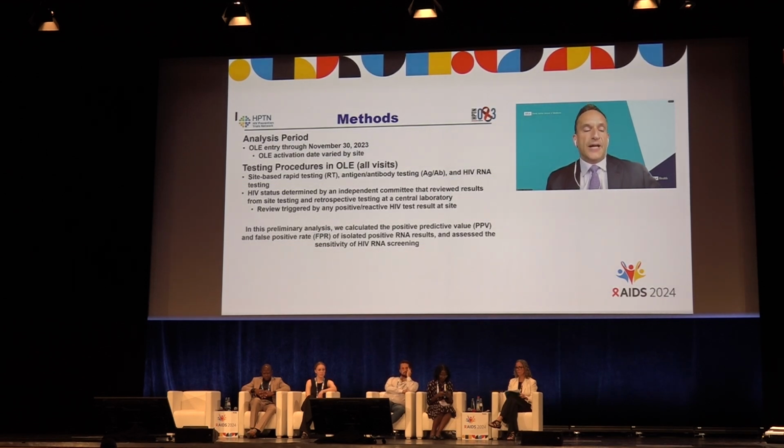The gold standard HIV status was adjudicated by an independent committee that reviewed both site-based prospective and central laboratory-based retrospective HIV testing. We calculated the positive predictive value and false positive rates of a single isolated RNA test and the sensitivity of RNA testing in combination with other testing assays. The overall study design is depicted here.